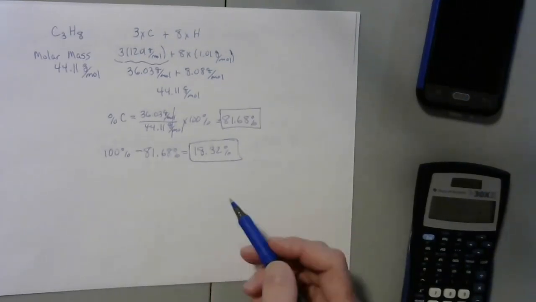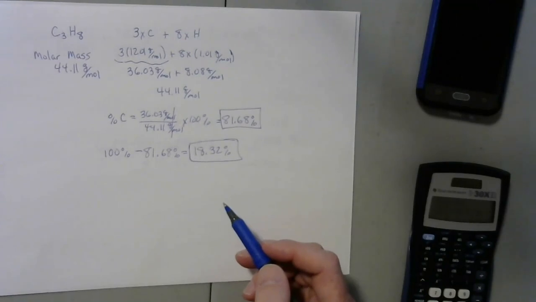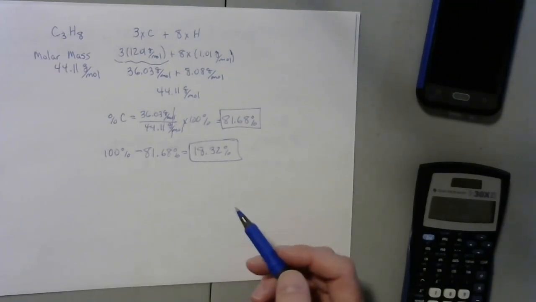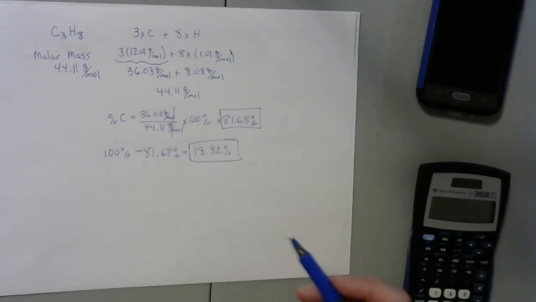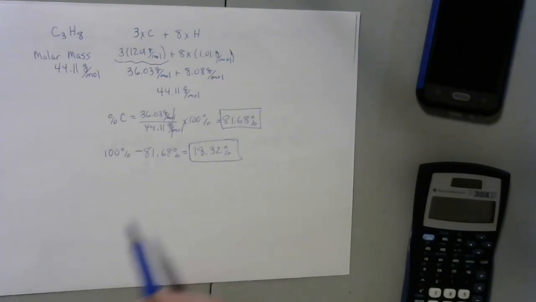This way doesn't give us a way to check your work. If you did the explicit calculation for hydrogen, you'd find that, in fact, you could add them together, they'd equal 100, and it would validate your answer a little bit better than this, which is perhaps a little shorter way to do it.